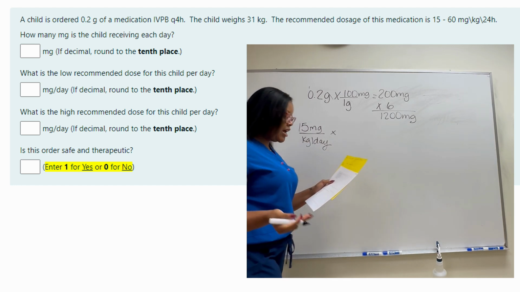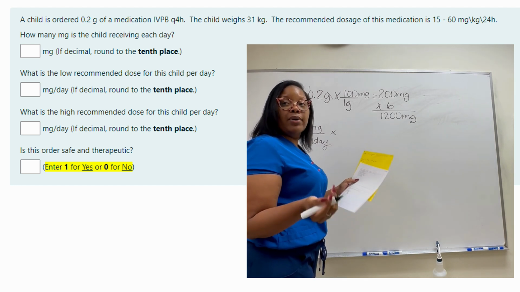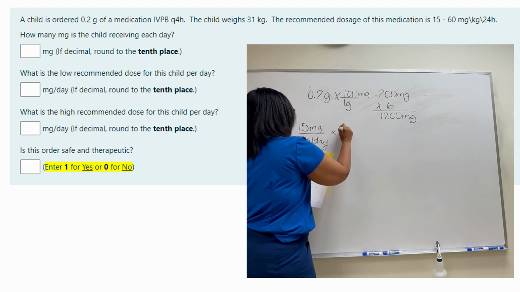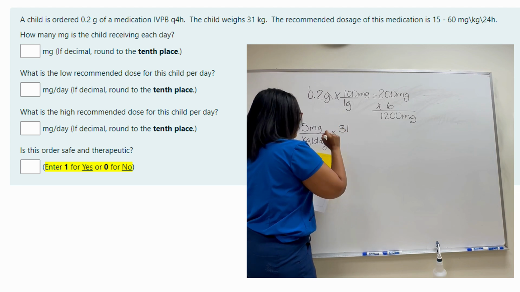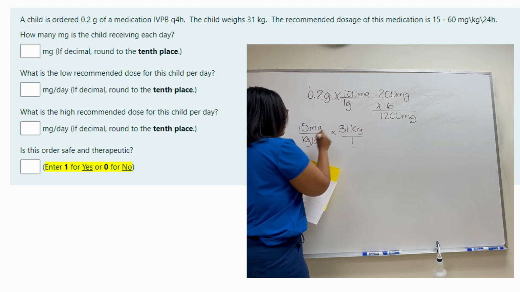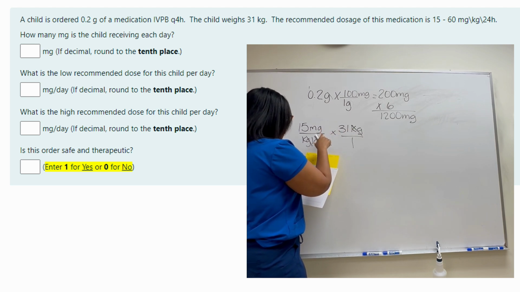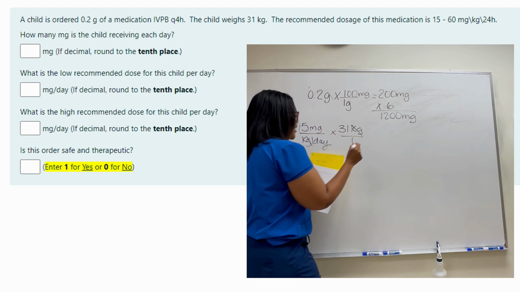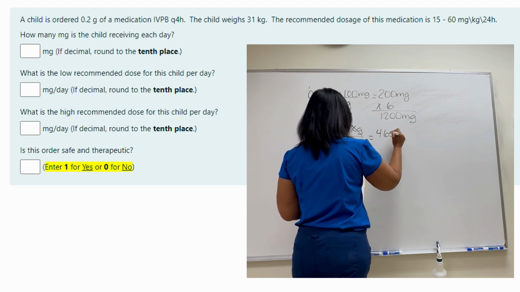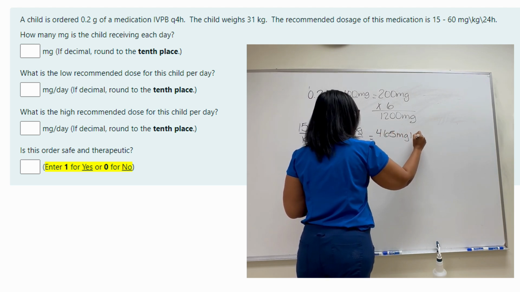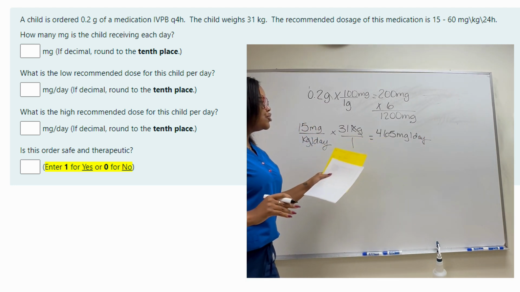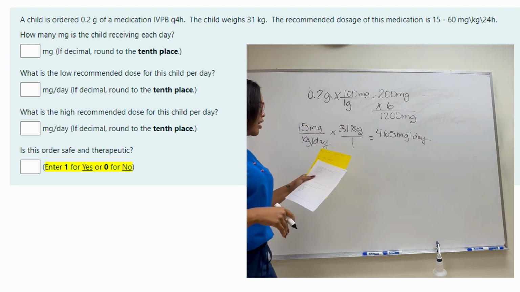So we're going to use the child's weight. In this problem, the weight is already in kgs. If it was not in kgs, you would have to convert. The child weighs 31 kgs. So just put that over 1, and we're going to cancel out kgs, and then you're left with milligrams per day. Multiply straight across, then divide, and you'll get 465 mgs per day. This is the minimum amount that the child should be receiving. This is the minimum recommended dose.